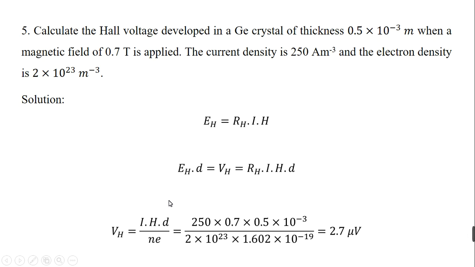Therefore V_H is equal to I into H into D divided by N E. Now I have written R_H as 1 by N E in this formula because R_H is not mentioned directly. Instead they have given a concentration of charge carriers here, so you express this R_H as 1 by N E. Now we have all the values with us. I value is 250, H is 0.7, and D is 0.5 into 10 raised to minus 3. N is given as 2 into 10 raised to 23.